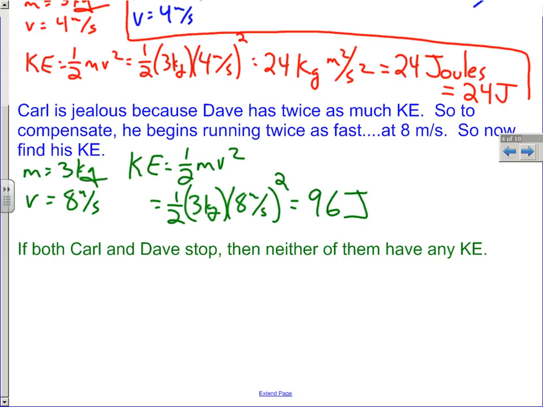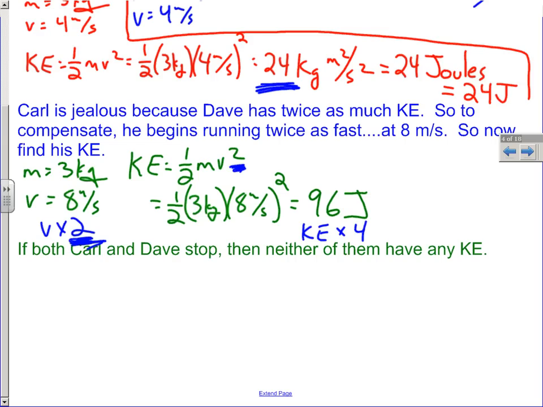We ended up with a lot more kinetic energy, didn't we? Look what happened. We doubled our velocity, but our kinetic energy went from 24 to 96. Our kinetic energy got multiplied by 4, which happens to be, and there's no coincidence behind this, 2 squared. Because we square the velocity, any change in velocity affects the kinetic energy twice. So if you double the velocity, the kinetic energy gets doubled twice.